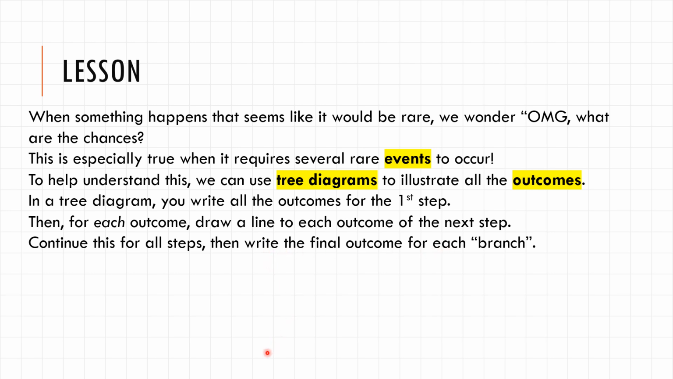It sort of starts looking a bit like a tree growing. And then we write the final outcome for each branch. What were all of the things that happened in that branch? And of course, I'm going to demonstrate this with an example.